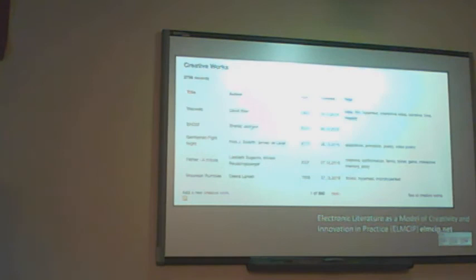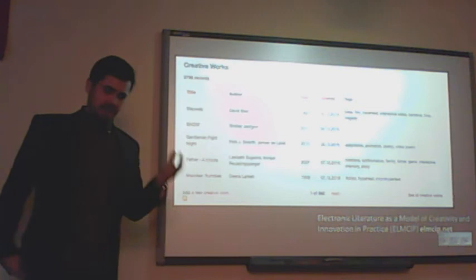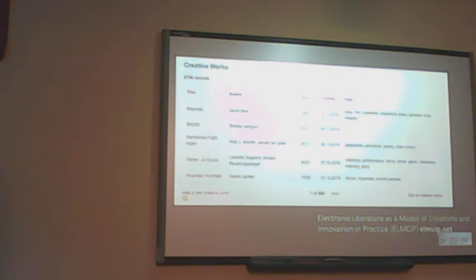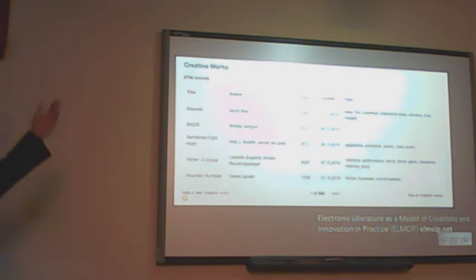So what I did in terms of network analysis is I went to ELMCIP. ELMCIP is a crowdsourced database of works of electronic literature. It has almost 3,000 records now of creative works. It also maintains a similar database for critical works. But I was interested in the creative works.